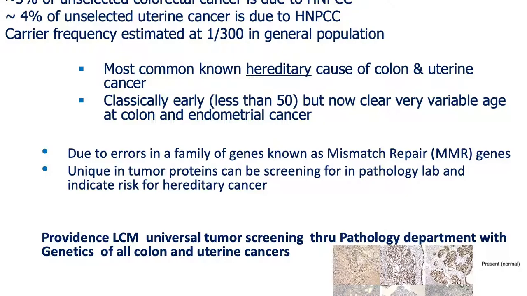What we have done through Providence, here at Little Company for example, is universal tumor screening. If you have had colon cancer or uterine cancer, in the pathology department we are able to screen to see, is there a missing protein related to this hereditary susceptibility? And if that screen is positive, there is a contact system so that genetics is contacted, we reach out to the clinical providers, and we reach out to the patients to say, hey, we tested your tumor, and it seems that there is the potential for this hereditary susceptibility. Would you like to come in for further evaluation?